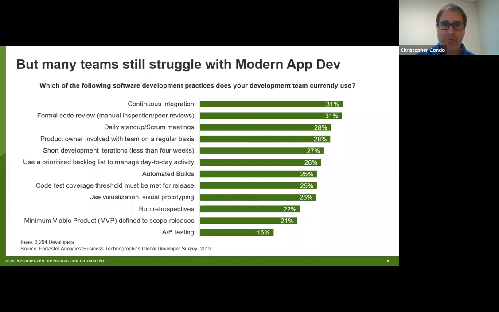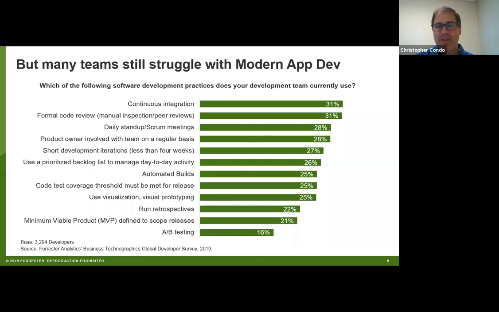Formal code review or manual inspection reviews, right? There's another case where everybody should have somebody that they can then double check their code, make sure that their logic is correct. There should be some form of code review, maybe not for every single piece of code, but that should be higher than 31%.